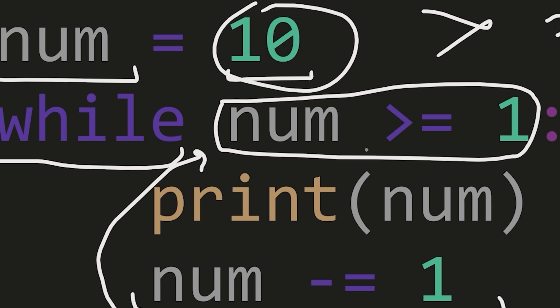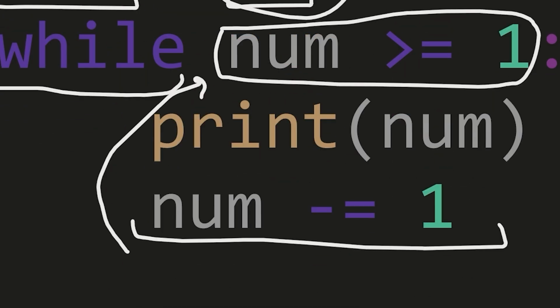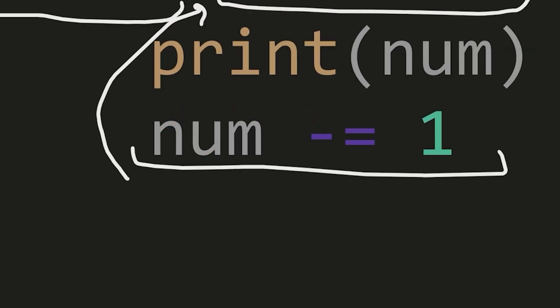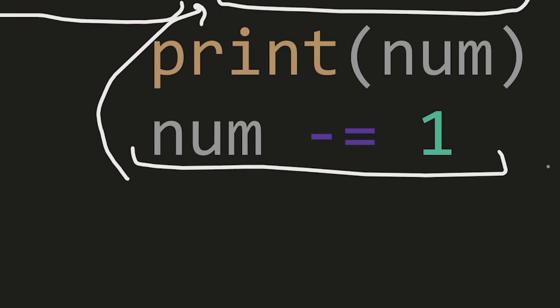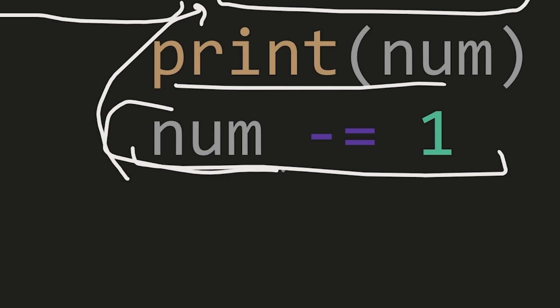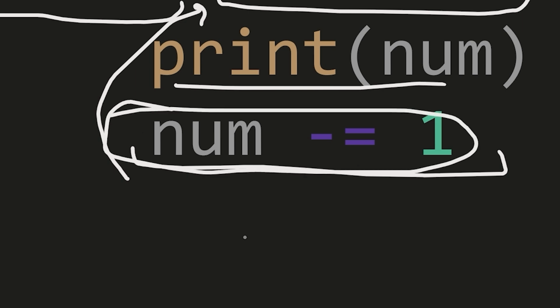It will check again. And likewise, it will keep executing till this condition is false. So it will print 8, 7, 6, 5, 4, 3, 2, and 1. It will print till 1, but the condition will become false when num is equal to 0. After printing 1, the value of num is 1. But after this line, when the control comes over here, num minus equal to 1, the value of num becomes 0.